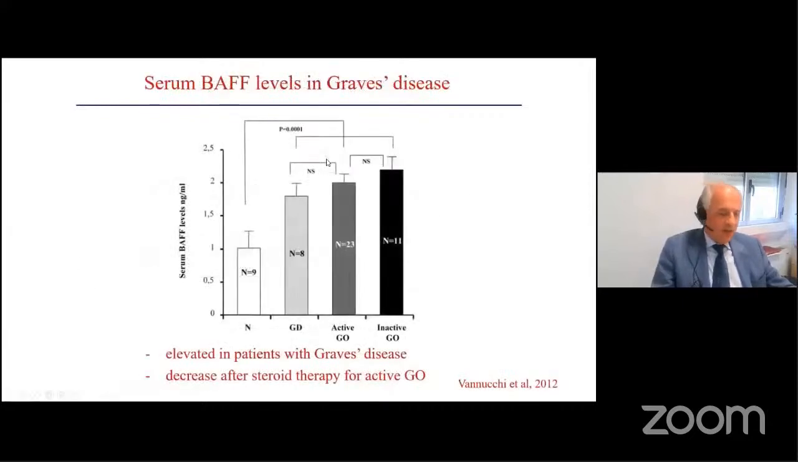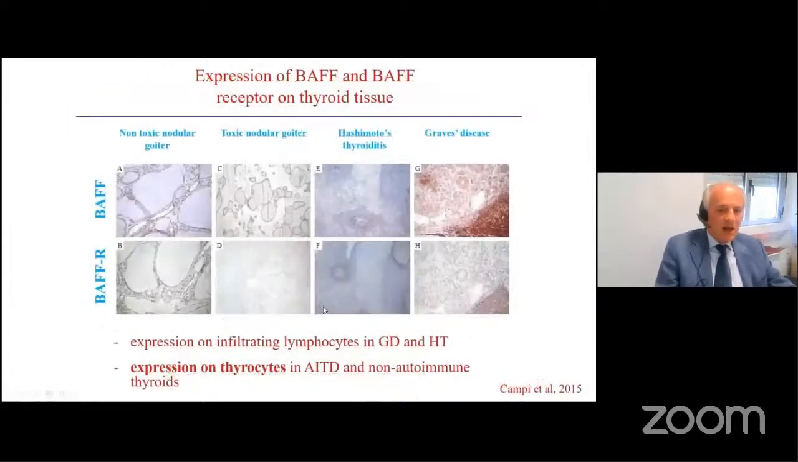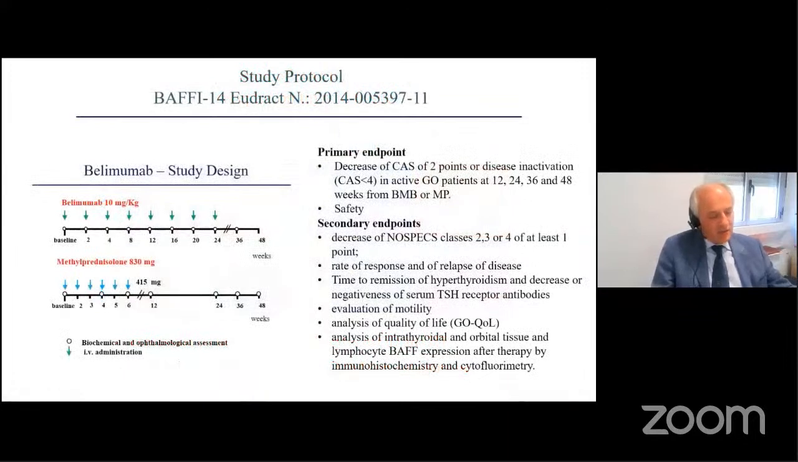And this was why, because we had done studies in this population in which we were able to show that serum BAF levels were elevated in patients with Graves' disease, whether or not they had active or inactive disease. And interestingly enough, in subsequent studies, we were also able to show that the molecule BAF and the receptor of BAF were expressed not only on infiltrating lymphocytes, as is expected, because this is a molecule expressed on immune cells, but was also expressed on thyrocytes. And this, in a way, brought us to the idea of trying to target this cytokine with this monoclonal antibody that I said, the belimumab, and we designed a study.